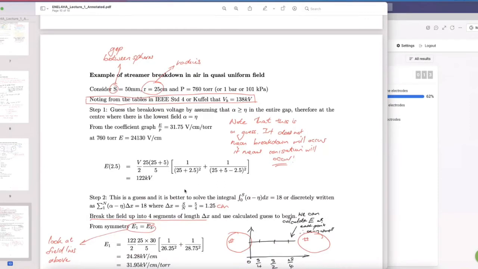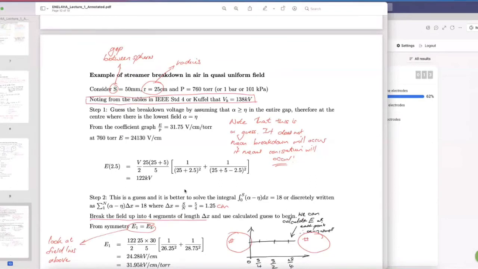for streamer breakdown in air in a quasi-uniform field. So S, we're going to set at 50. R is the radius of the sphere. We're going to set at 25 centimeters. And P, we're going to set to 760 torr. So the breakdown between sphere gaps is well established. It's published in an IEEE standard. We are saying for a gap distance of 50 millimeters that the breakdown voltage is going to be 138 kV. So that's not for you to memorize. That's just to show that our calculation can get to that.